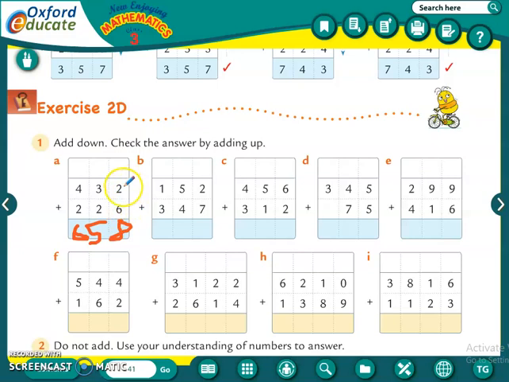Firstly, whenever we had done this addition, we had done 2 plus 6. Now we are going up. So 6 plus 2 is equal to 8. Then 2 plus 3 is equal to 5. And then 2 plus 4, 6. So like this you can do addition, and afterwards you can check your answer by adding up.